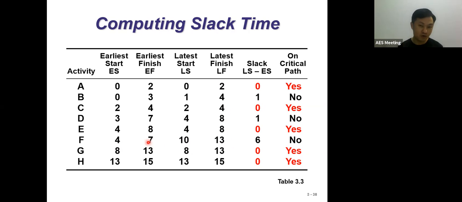Now, how do you know which activities are critical? Critical means important, right? So when an activity is critical, we usually say the slack time equals 0. Why? Because we cannot delay this activity, so it is very important. The slack time is 0 for A, C, E, G, and H, so we say yes for each of them. All the yeses are critical activities, and if we connect them, that is what we call the critical path.